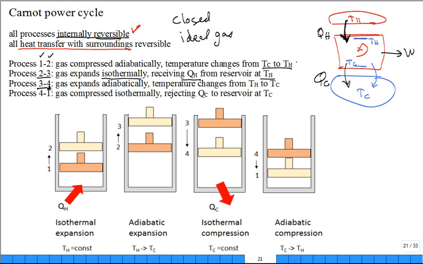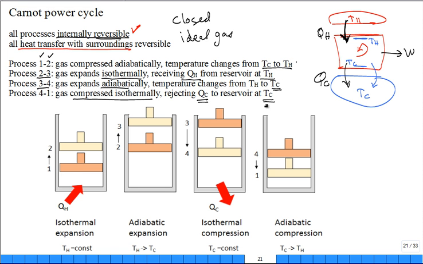Then, from state 3 to 4, you expand adiabatically. No time for heat transfer. You expand it, and the ideal gas temperature is going to go down, as well as the pressure. The temperature is now reduced to TC. Now I want to squeeze some heat out: isothermal compression, and it rejects QC, all at TC. So I'm bringing heat into the working fluid all at TH and taking it out at TC.